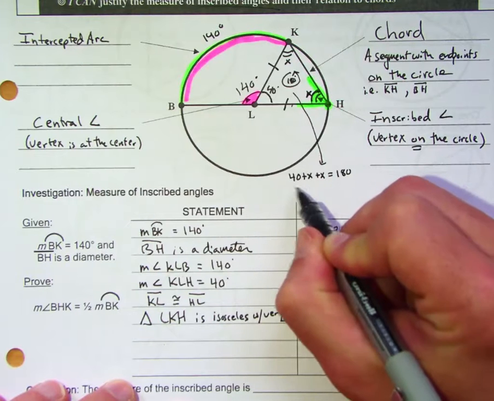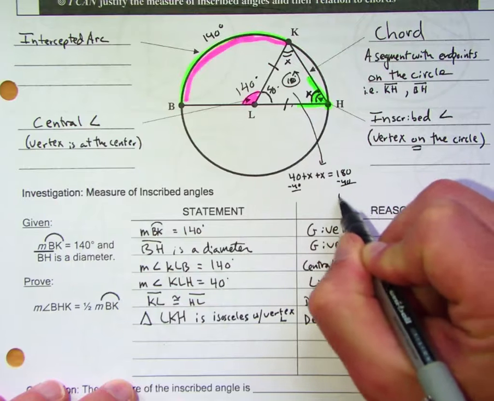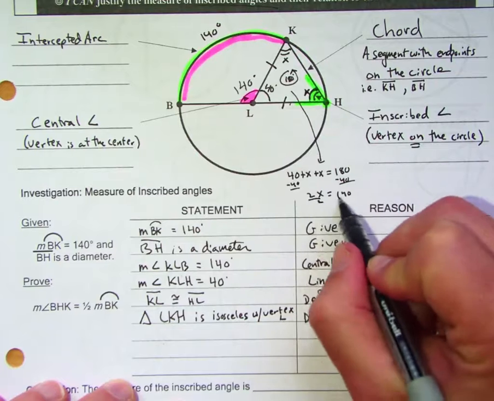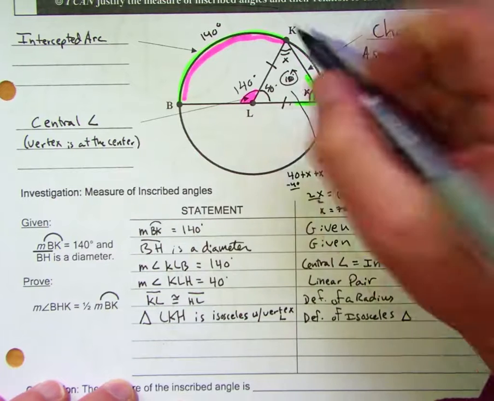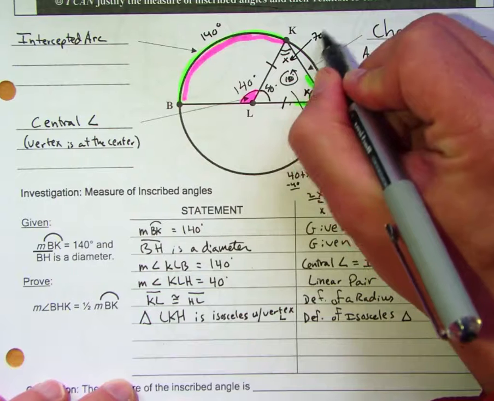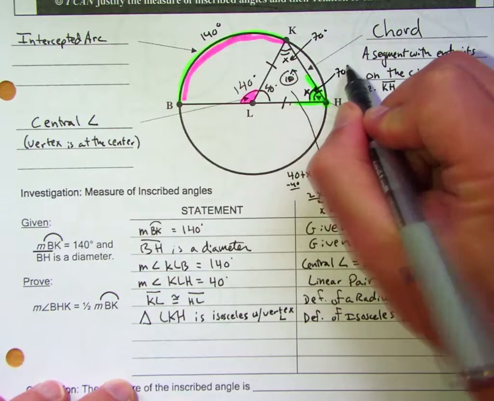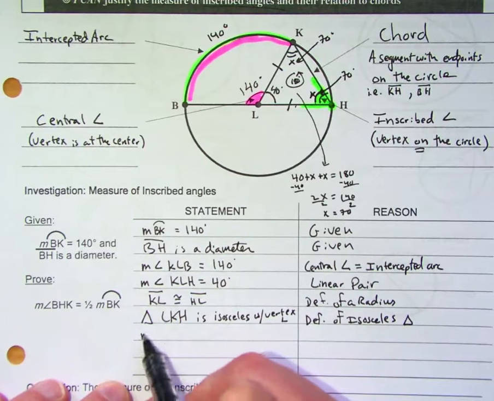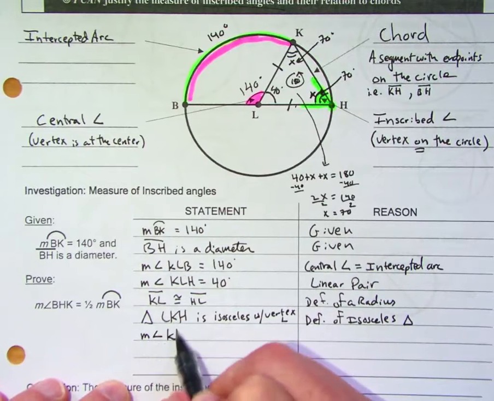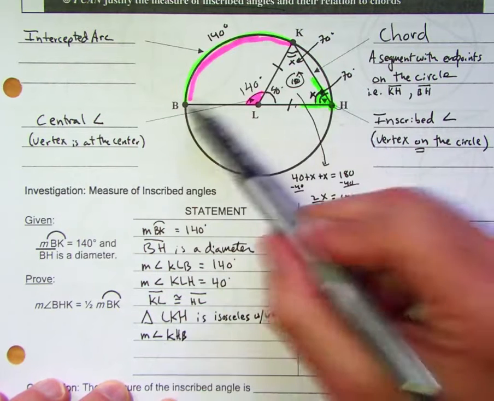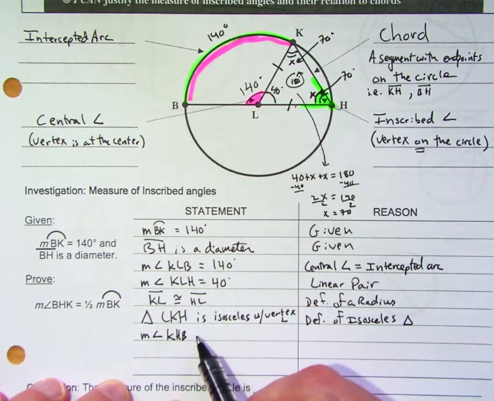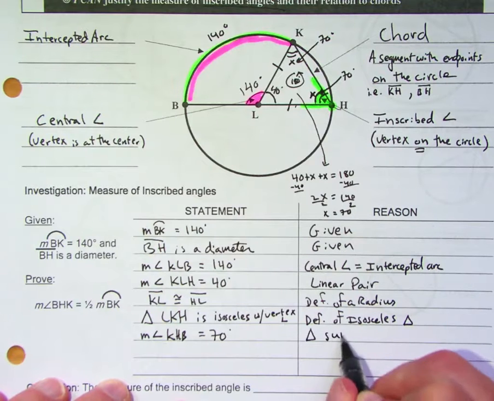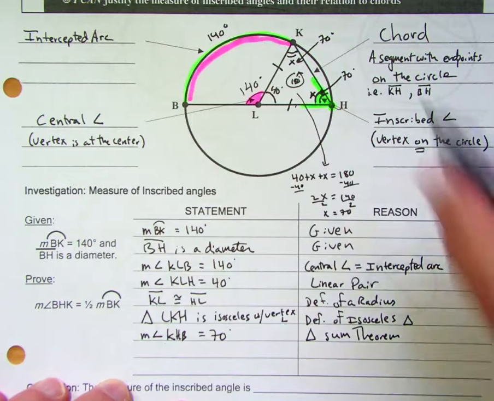Take 40 from both sides, and I've got 140, and this is 2x. Divide both sides by 2, and your x is equal to 70. So this right here is 70 degrees, which makes this 70 degrees as well, the two base angles. So I can say that the measure of angle KHB, which is this right here, my inscribed angle, is equal to 70 degrees. What's the reason? It's the triangle sum theorem. All three angles sum to 180.